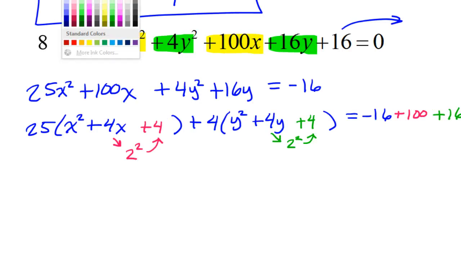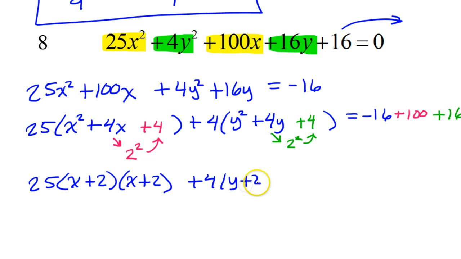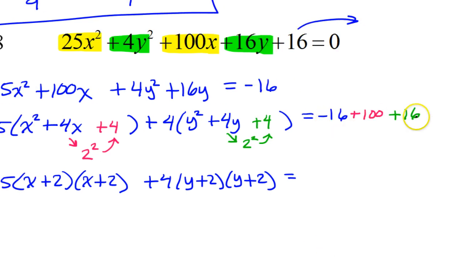So now I can factor. Again, the point of completing the square is making sure that it factors as the same binomial times itself. So this is going to be x plus 2 times x plus 2. And this will be y plus 2 times y plus 2. Okay, I need to add these three numbers together, but it's pretty simple when you see that the negative 16 and the positive 16 cancel each other out, and I just have 100.